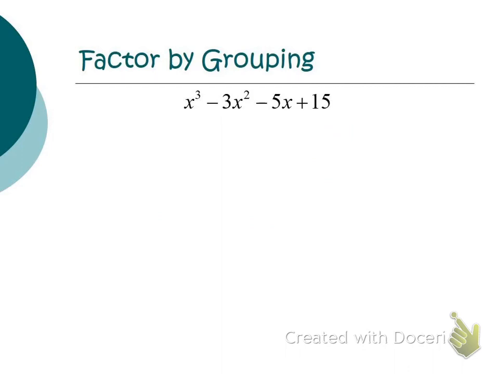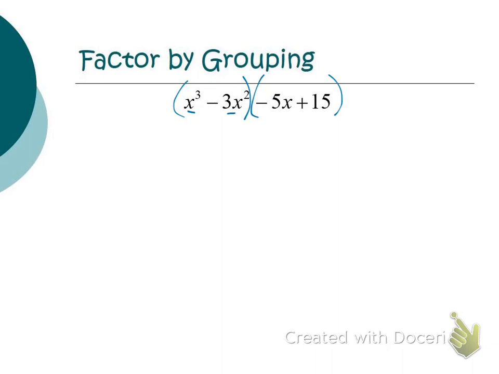Let's try again. We have 4 terms. I'm going to write them in order, and then I'm going to group the first two terms and then the second two terms together. Again, always taking this sign with that second set of parentheses. Now just look inside the parentheses.